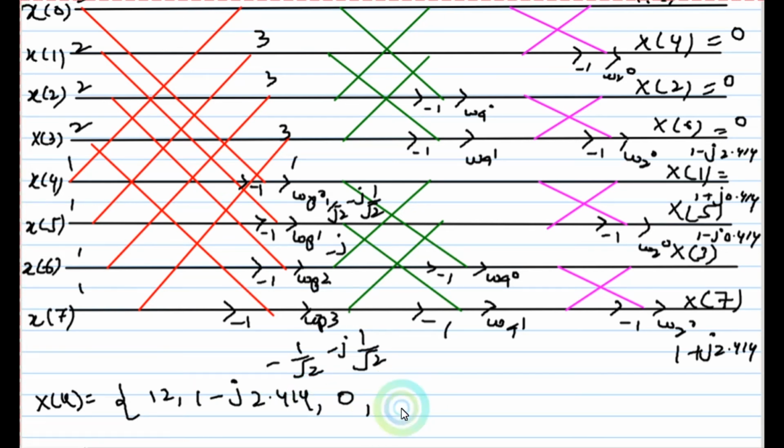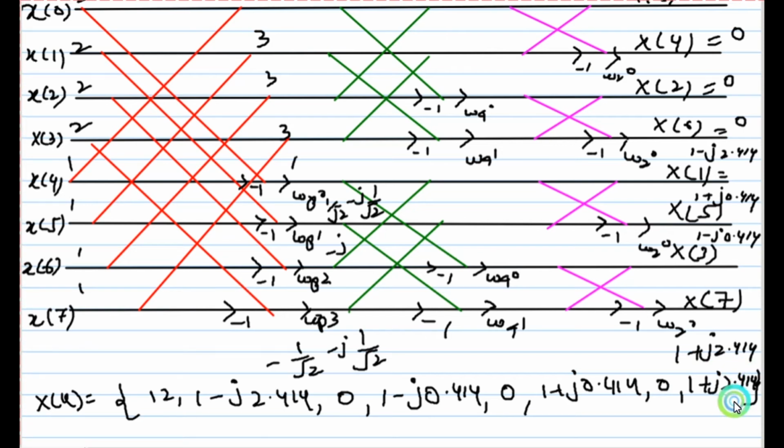X of 3 I got as 1 minus j 0.414. X of 4 I got as 0. X of 5 I got as 1 plus j 0.414. X of 6 I again got as 0. X of 7 I got as 1 plus j 2.414. Fine. So we have 8 samples.